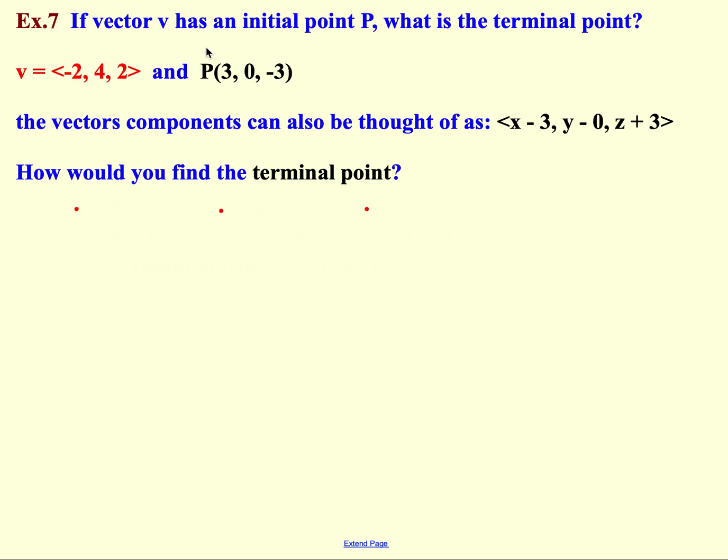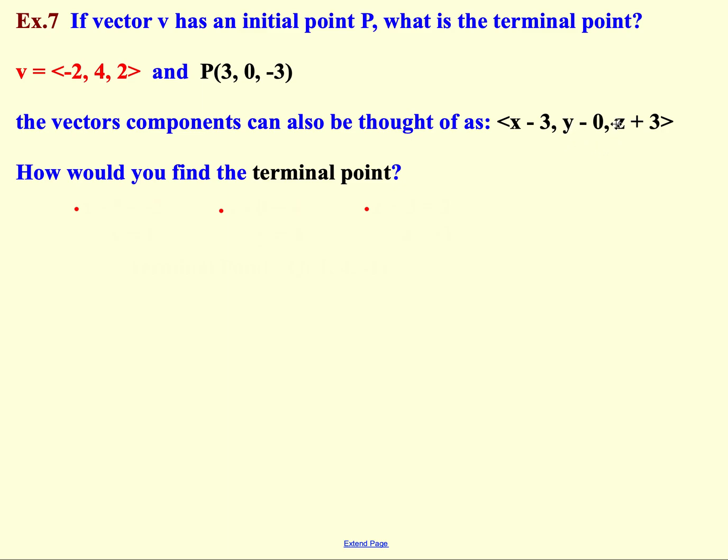This one's a little bit of a twist in the problem. So if I give you the vector and I give you the initial point, could you find the terminal point? And if you think about it, another way to write your components of your vector would be, if I was doing x minus x, y minus y, z minus z, is to say, well, I don't know one of the two pieces of each of these components, which is like what's the terminal point, right?